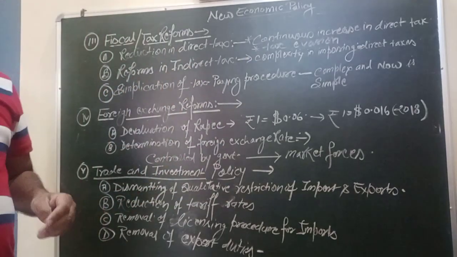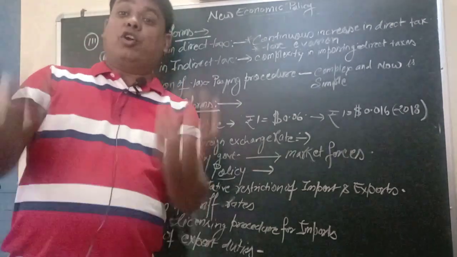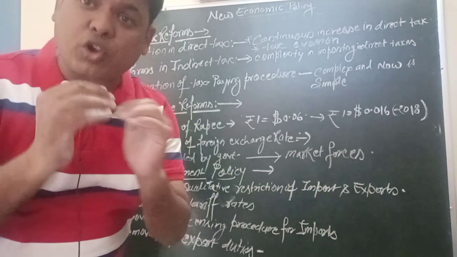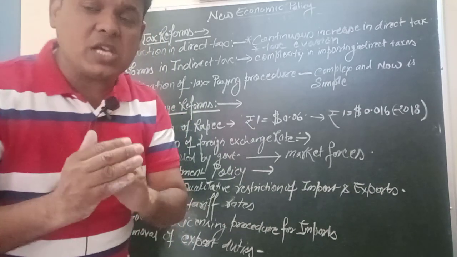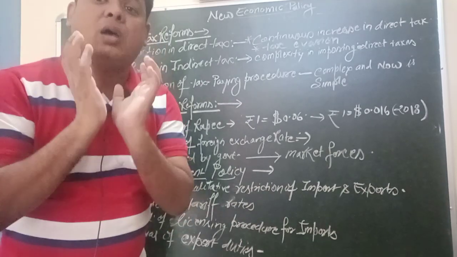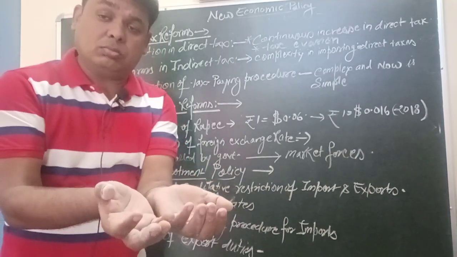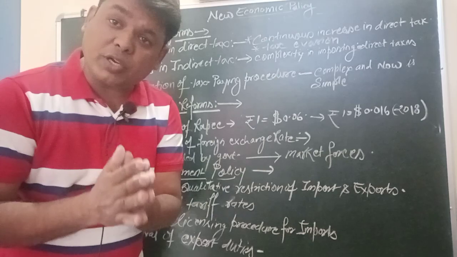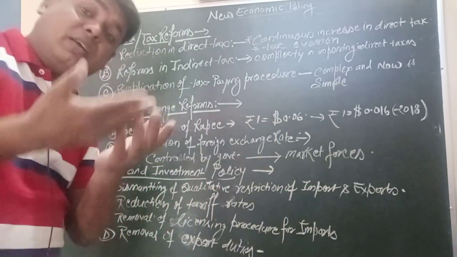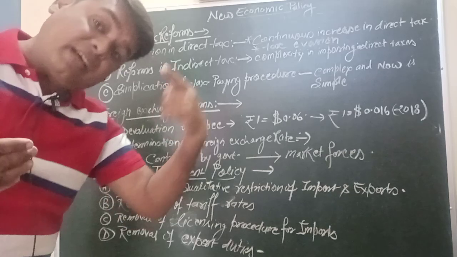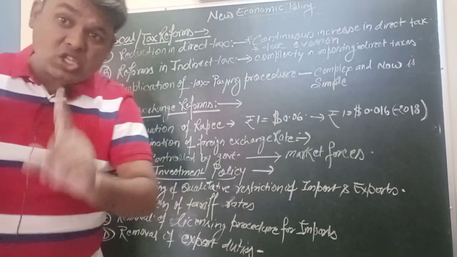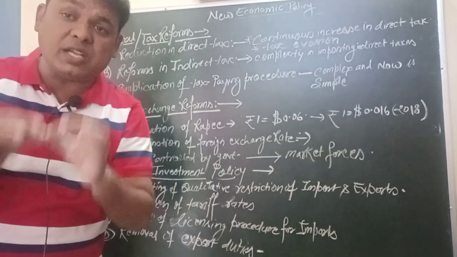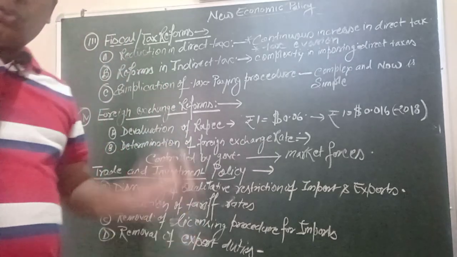Then the government adopted liberalization. They adopted a moderate rate of direct taxes, which was approved by the public. The public is happy with that moderate rate of taxes and willingly pays direct taxes to the government. This is the reform we saw in direct taxes after liberalization.